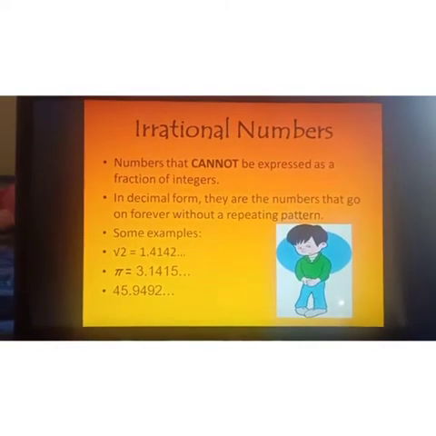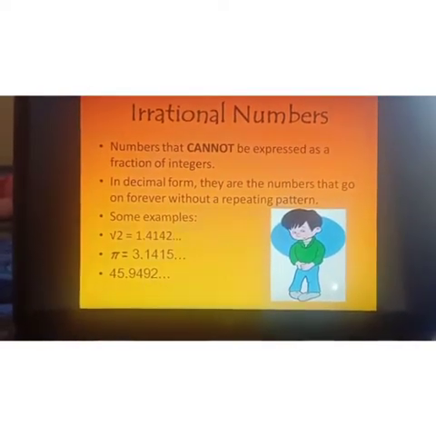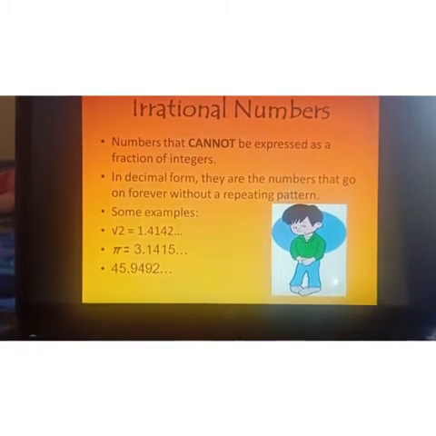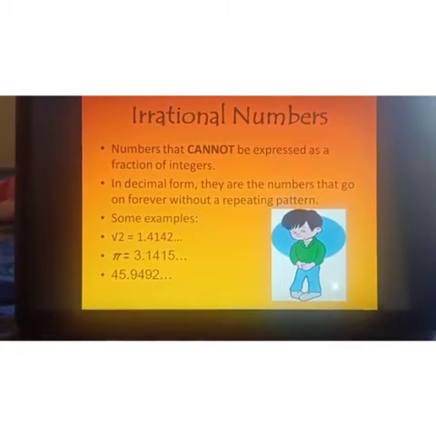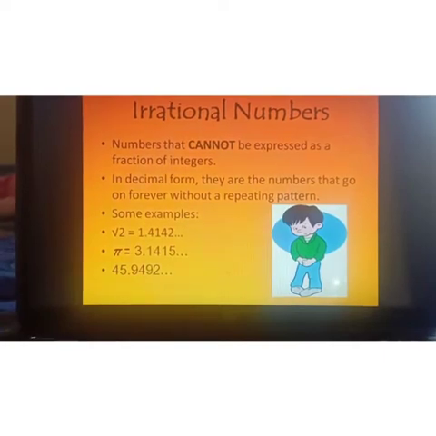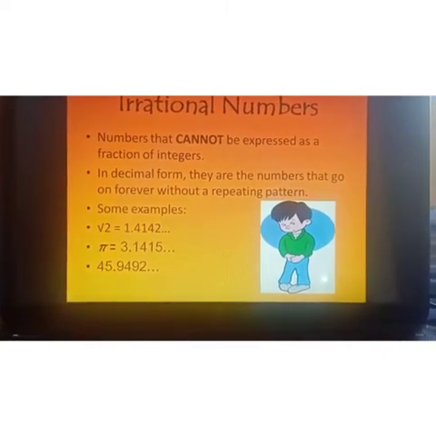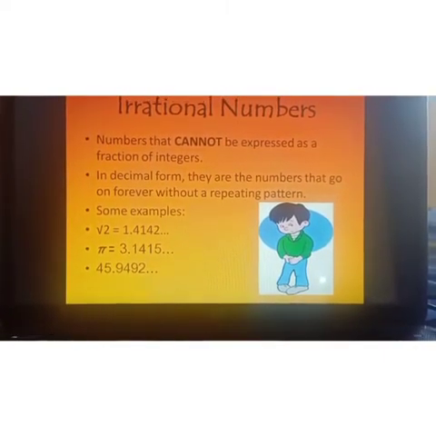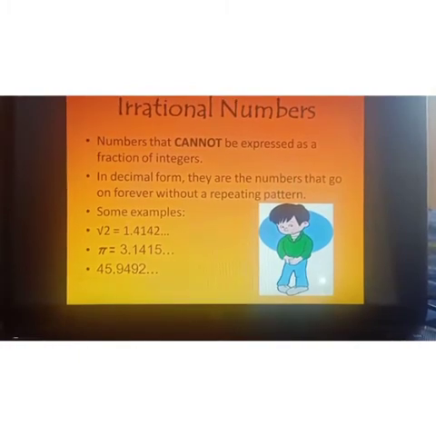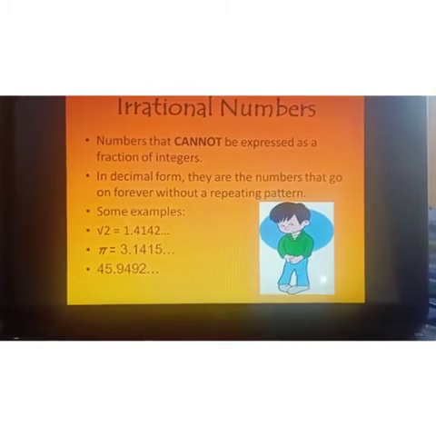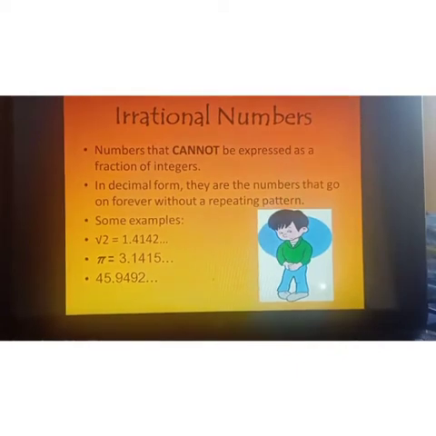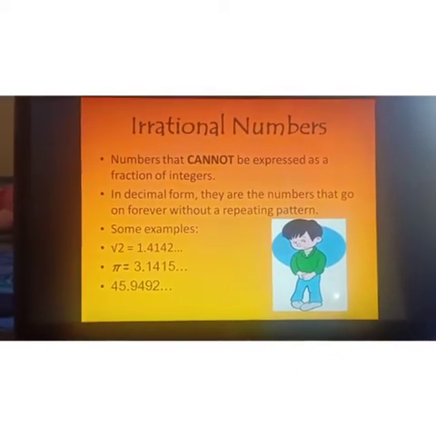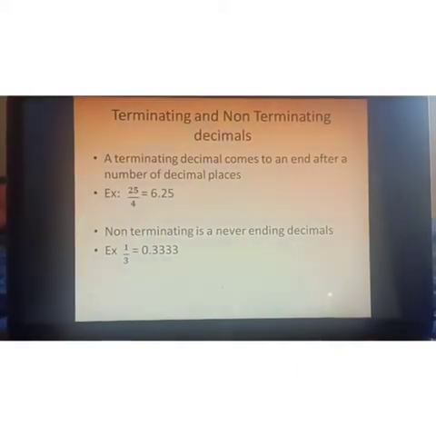Next is the irrational number. If a number cannot be written as a fraction, then these numbers are called irrational numbers. Some examples are given below. Root 2, what is the value of root 2? 1.41412, and so on. Pi, because the exact value of pi we don't know, right? So these are all the examples of irrational numbers. Root 2, root 3, and so on, right?